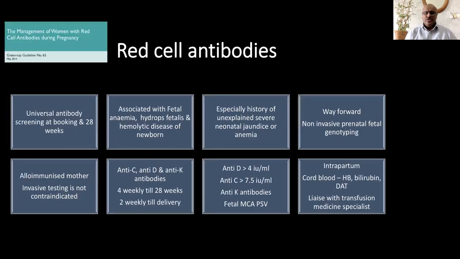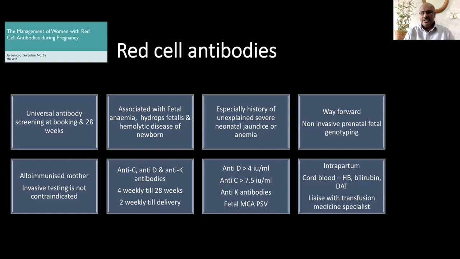So now let's move on to red cell antibodies. Just like how we used to screen universally for anemia, I think it is also important to universally screen for red cell antibodies in pregnancy, not just once, but twice. Once at booking and once at 28 weeks. So ladies and gentlemen, why is that important? Because it's associated with fetal anemia, where the incidence of hydrops fetalis and hemolytic disease of the newborn is significantly high.